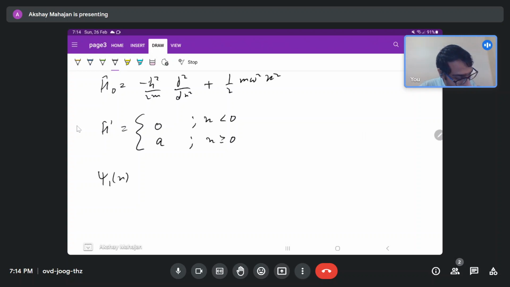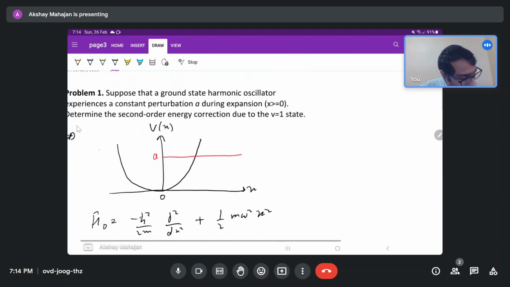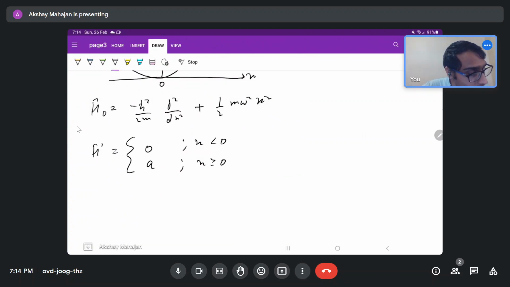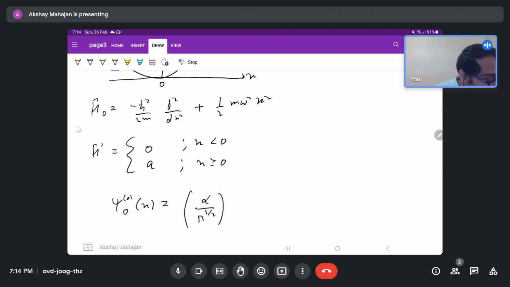So psi 1 of x. What is our 0th order state? For v equals 1, I will write this as psi 1 of the 0th order. So we will take two energy values. We know that psi 0 of the 0th order of x is given by (alpha upon pi) to the power 1/2, whole to the power 1/2, e to the power minus alpha square x square by 2.